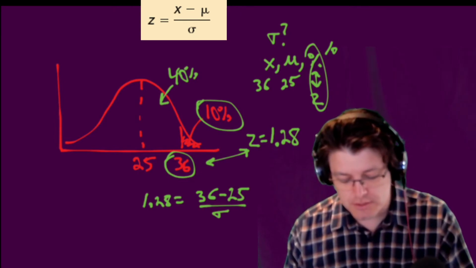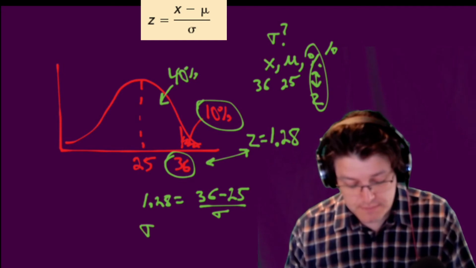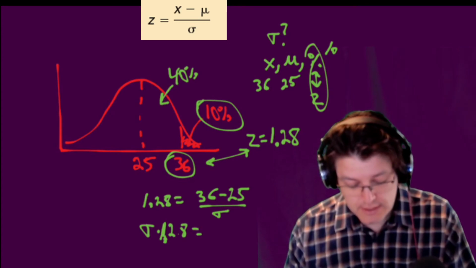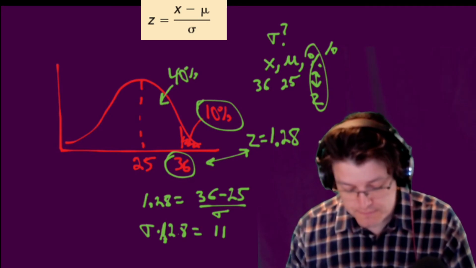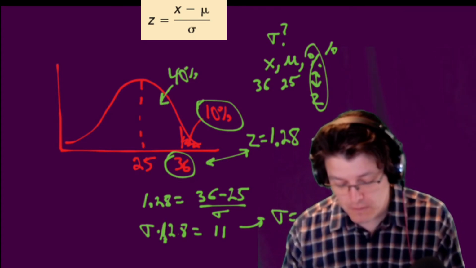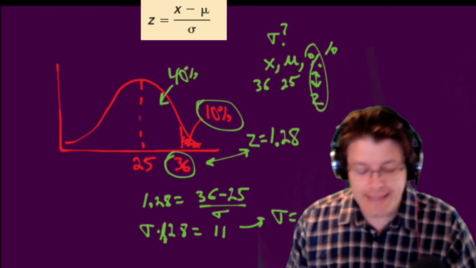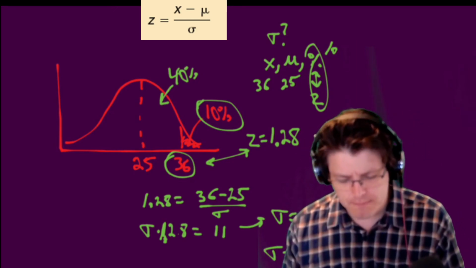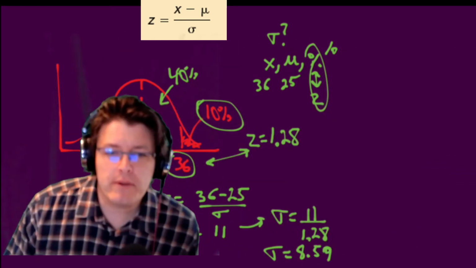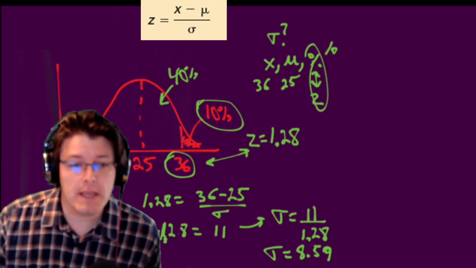Again, all we need to do then is rearrange some things. Okay, so sigma times 1.28 is equal to 11. So sigma is 11 divided by 1.28. And that gives me a sigma of 8.59. So what we found here is that the standard deviation for this population would be 8.59.